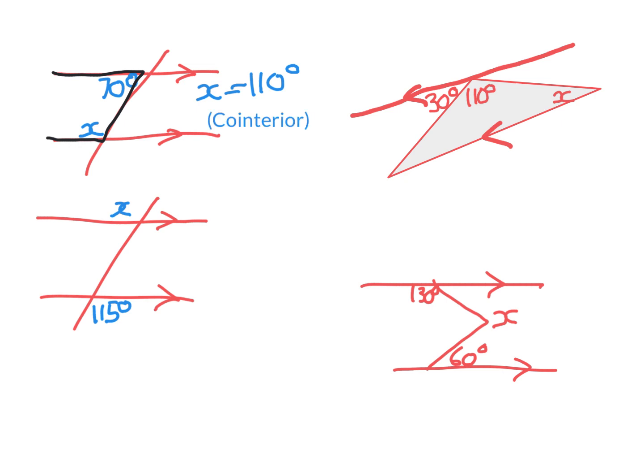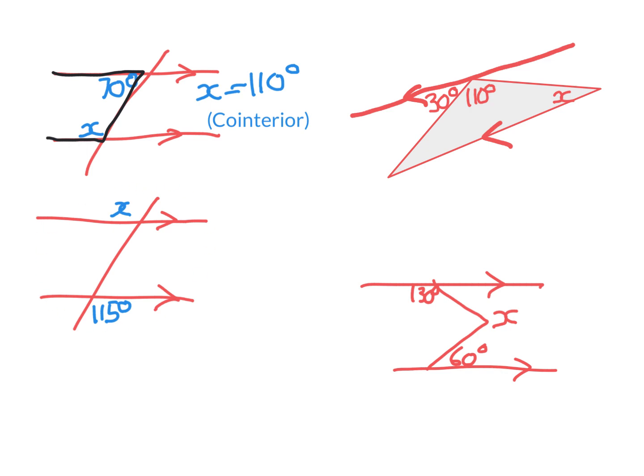So when attempting questions like this, make sure you write your reason in brackets. You don't need to write an essay about why X is 110 degrees, just one word. How do we know X is 110 degrees? And that's because the angles are co-interior.